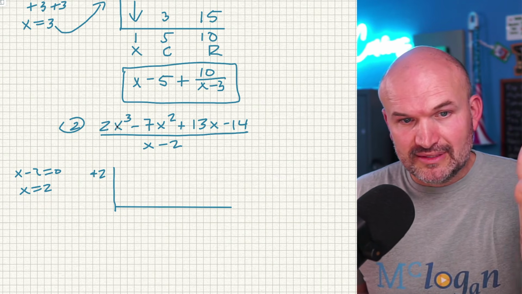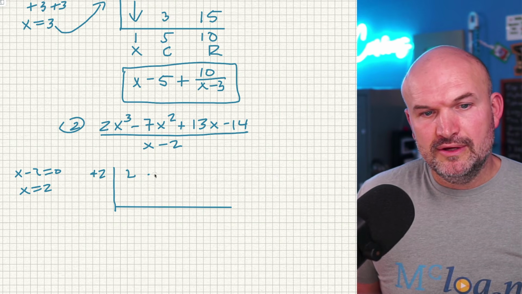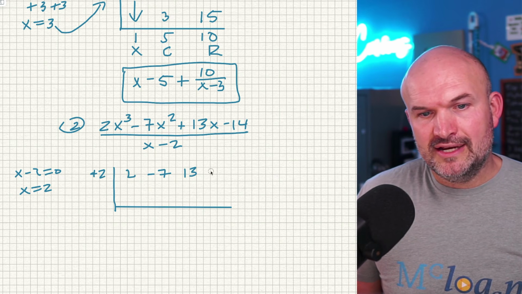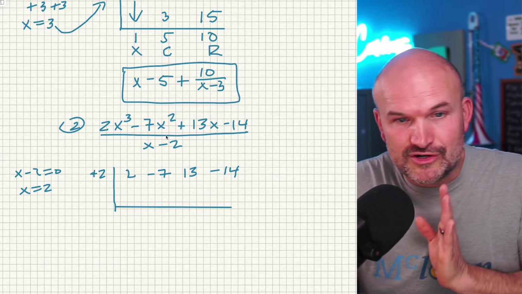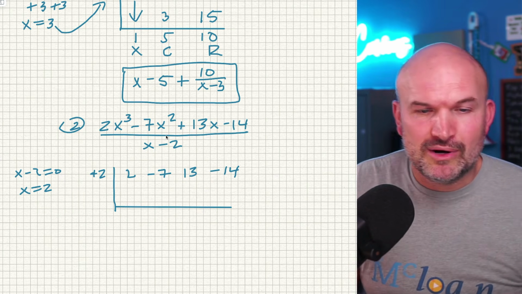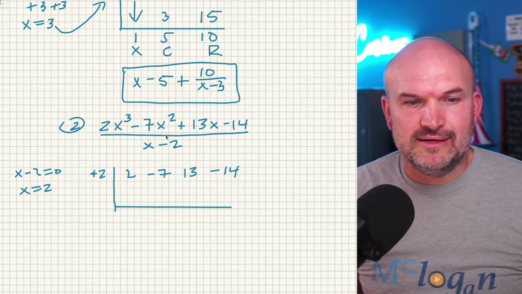Now, the next one, you can see these all have some nice little coefficients. So we're just going to lay out 2, -7, 13, and -14. And I'm not trying to trick you, right? Sometimes your teacher might try to trick you. They might rearrange the x squared and the x or something. Just make sure everything is in ascending power.